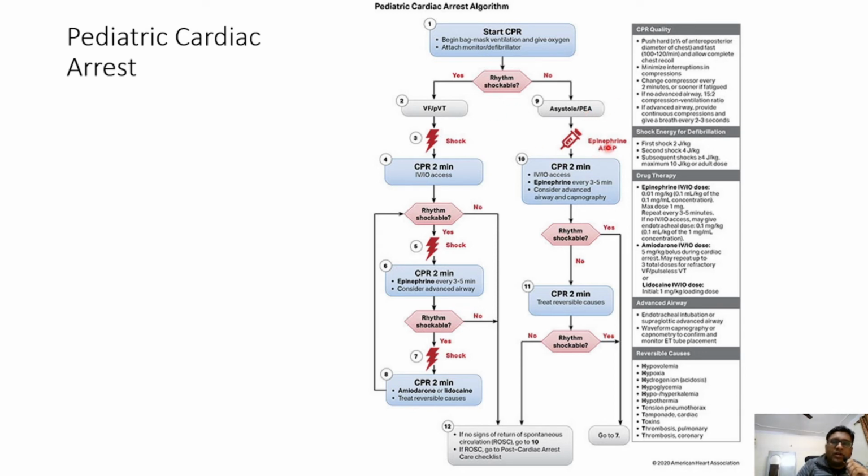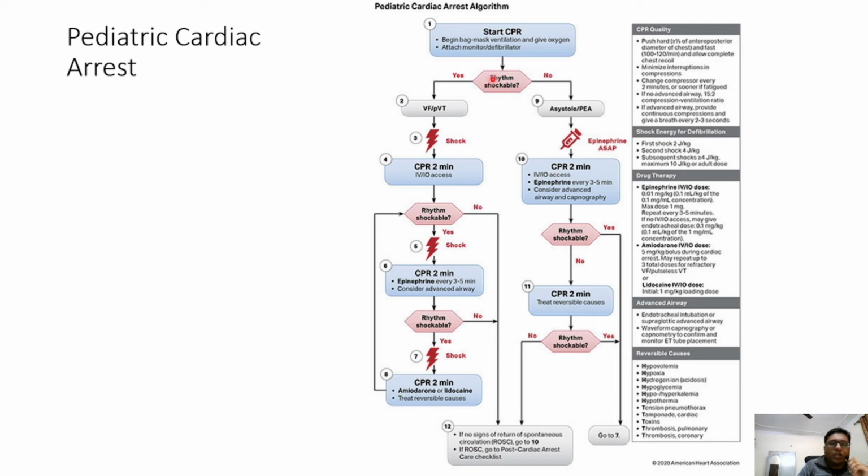So here again, first epinephrine. Now we should start with epinephrine as soon as possible. Give CPR for 2 minutes and continue to repeat epinephrine every 2 to 3 minutes and continue to check for the rhythm. Whenever it becomes shockable, then you give a shock. You go to 7 and give a shock.